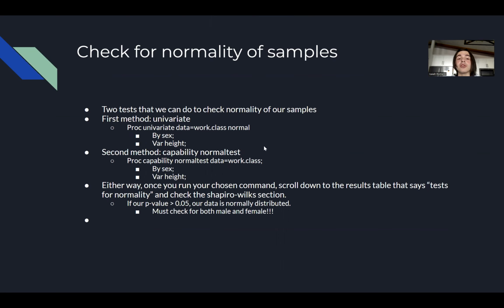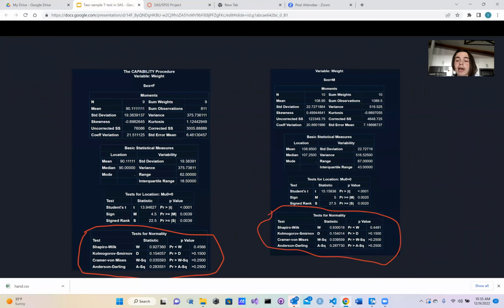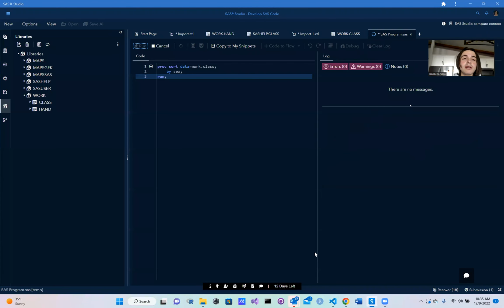There's two ways you can do that. You can either do proc univariate data equals work.class normal, and you have to specify in that case that you're actually looking at the normal of the data. Or you can do proc capability normal test, data equals work.class. Either way, you'll get the same results. And either way, you're going to have to do by sex and var height. By sex lets the program know that you're grouping it by sex, so dividing it by sex. And var height is the actual variable that we're testing normality of. And either way, once you do it, you'll have to actually look at the results in the results section.